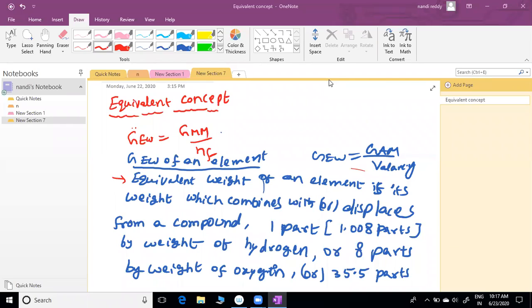Don't expect only NCERT book back questions. Revise completely. Yes, you can assume that the equivalent concept is a new chapter. Everything we are going to discuss is under redox reactions, but write it as a separate side, this equivalent concept.